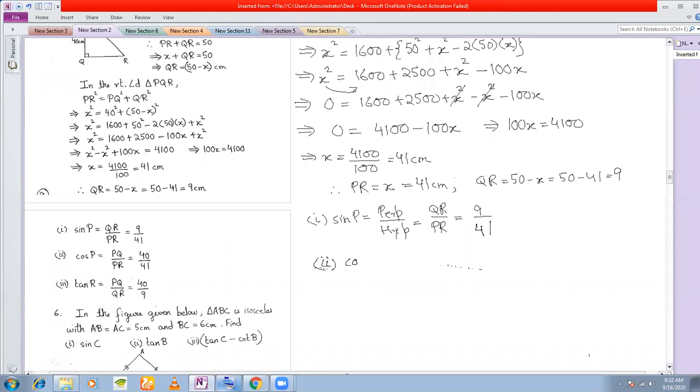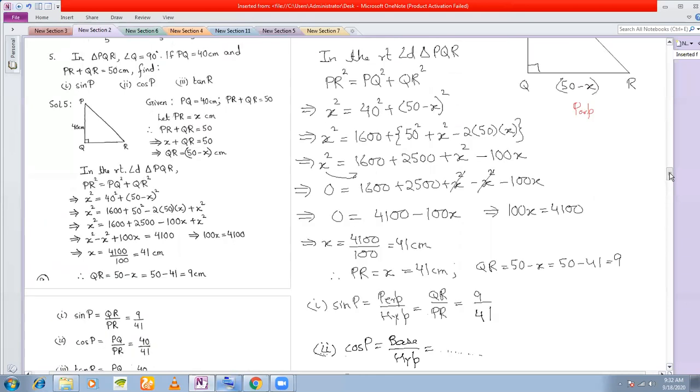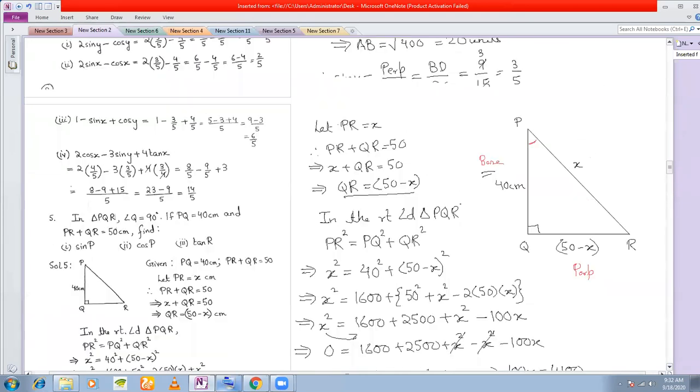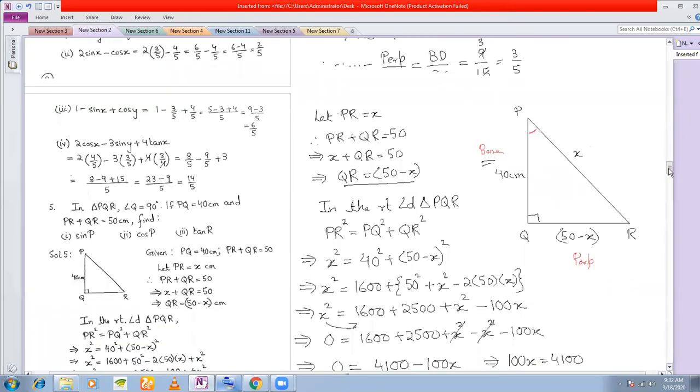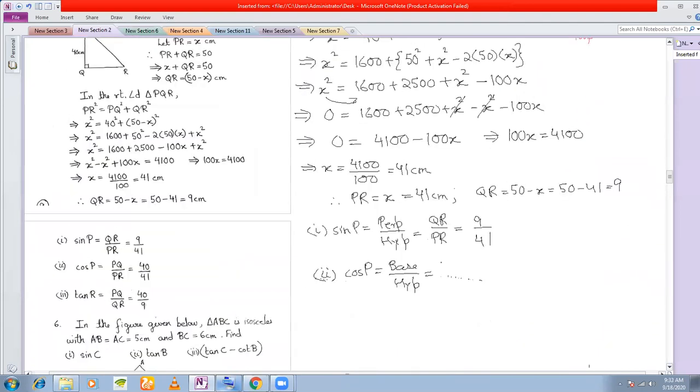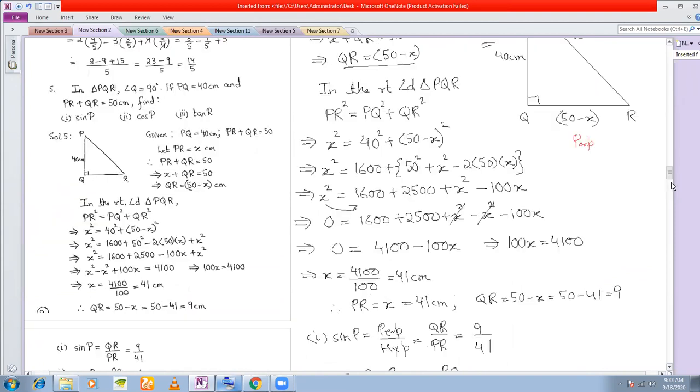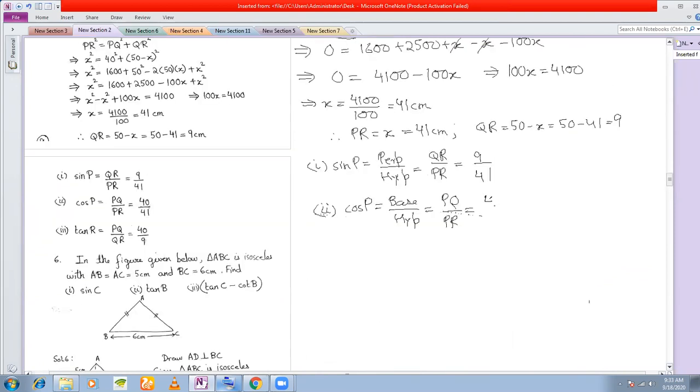Next, the question is cos P. Cos P is base by hypotenuse. Now again, we're talking about the angle P, so this one is my base. So that means PQ by hypotenuse PR. The length of PQ is given to be 40 centimeters, and PR, the hypotenuse, we have found as 41. So it is 40 by 41.